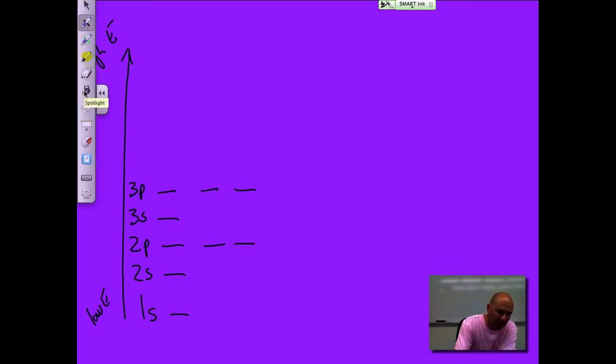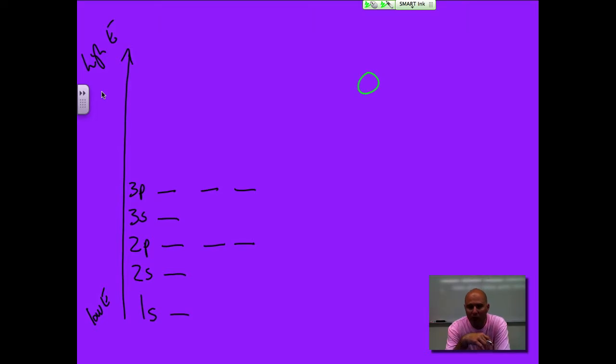So let's take a look at, why not oxygen? Oxygen has 8 electrons. Okay, so let's follow some rules. First rule, Aufbau principle. Electrons get filled in the lowest energy orbital first. There it is. Then Pauli exclusion says that we can pair it up as long as there's opposite spins. So that's where the second would go.